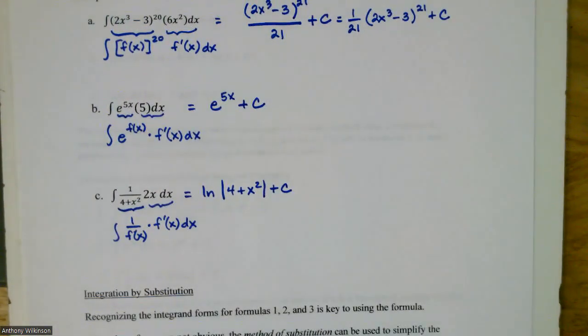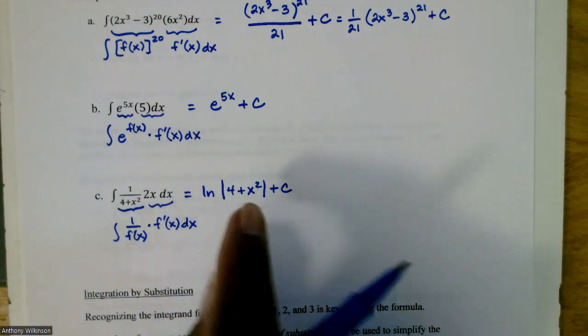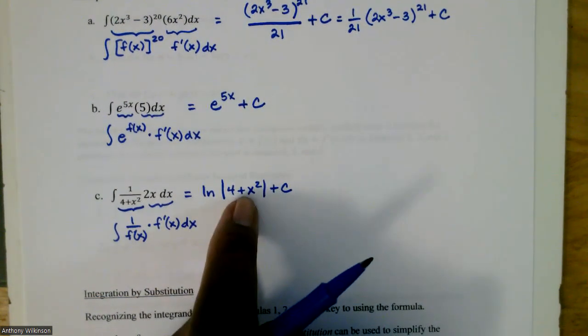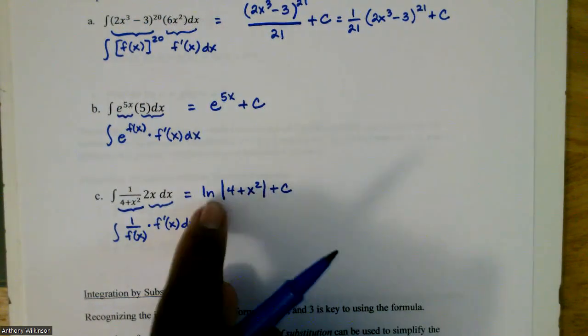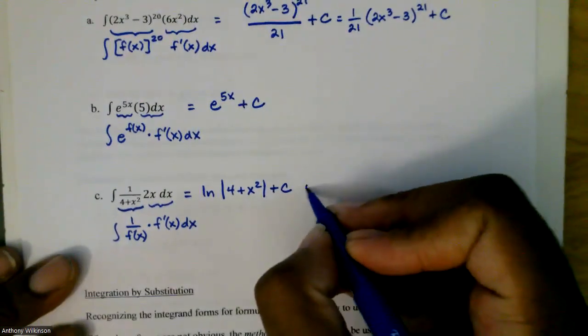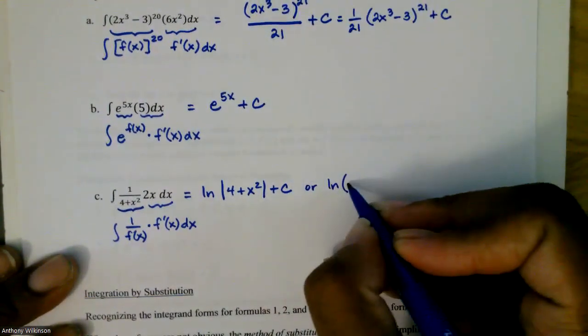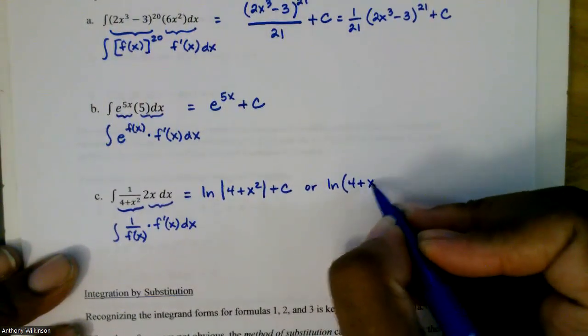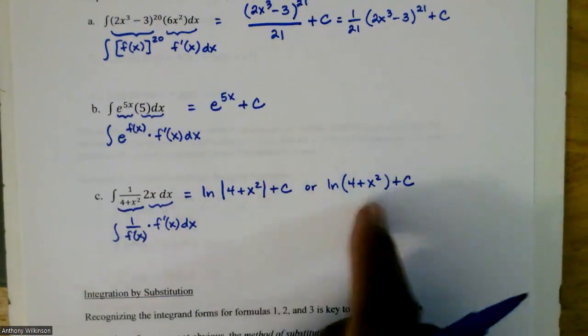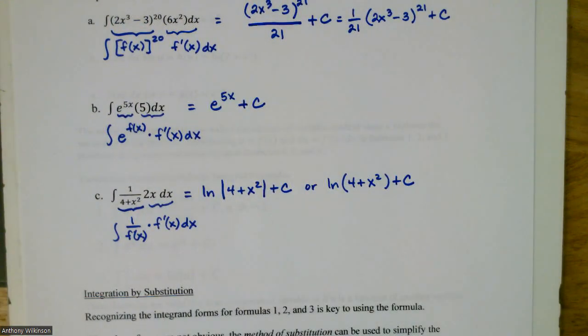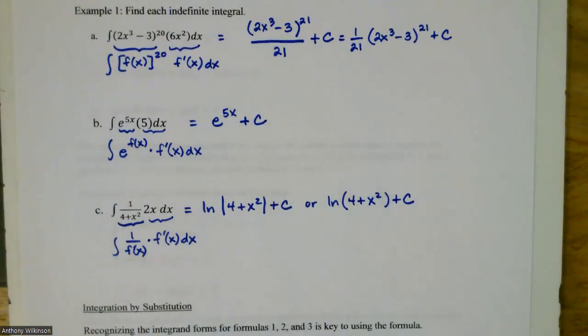Now, in some cases, they don't use the absolute value here because if you notice, 4 plus x squared is never going to be negative. So sometimes they can write that without the absolute value. Sometimes they'll write it as ln of, in parentheses, 4 plus x squared, and then plus c. But either one of these is correct. Okay. So that's how we use those formulas for the general indefinite integral functions to find its integration.